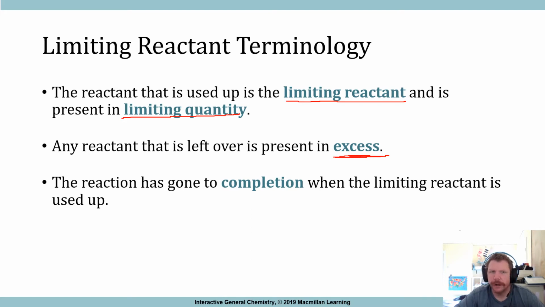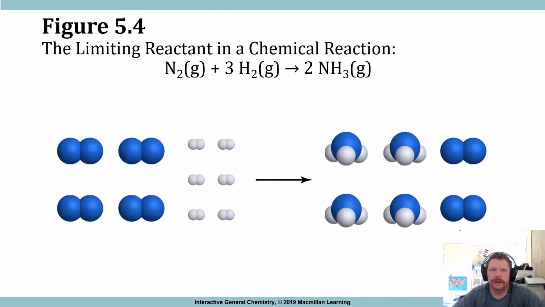You have more than enough. This reaction has gone to completion when the limiting reactant is completely used up. So the limitation imposed by one of those reactants is going to say when the reaction is done. Now to illustrate that, we've got this limiting reaction here, and here's our balanced chemical reaction. This shows us the perfect ratio: 1 mole of N2 reacts with 3 moles of H2 to produce 2 moles of NH3.